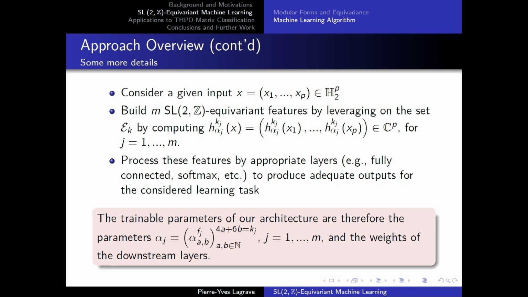In more detail, we have our input vector. Using the elements in E_k, we compute several features just by evaluating the equivariant maps. And then at the bottom of that, we put some specific layers which are meaningful for the task that we want to do, like classification or a generative task or whatever you want to do. So the trainable parameters of the approach are the weights of the equivariant form, the alpha vector that we have introduced, and also the weights of the downstream layers of the network.